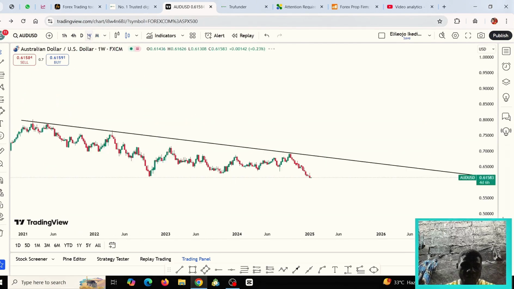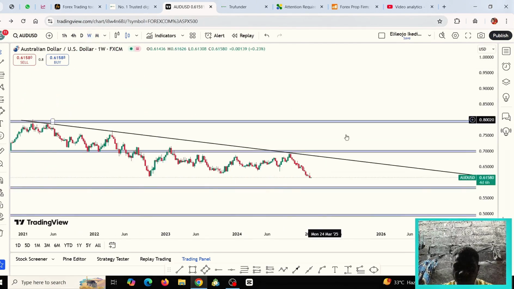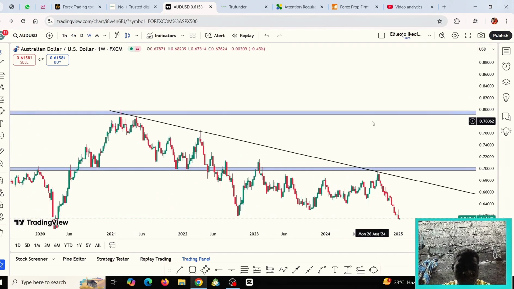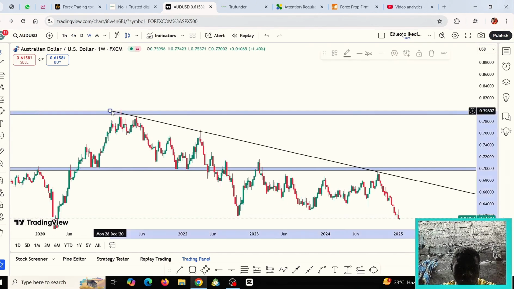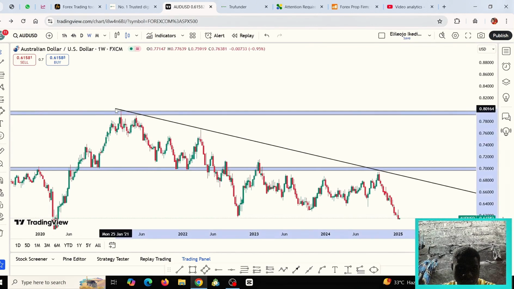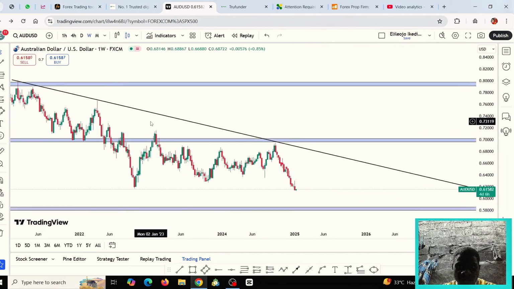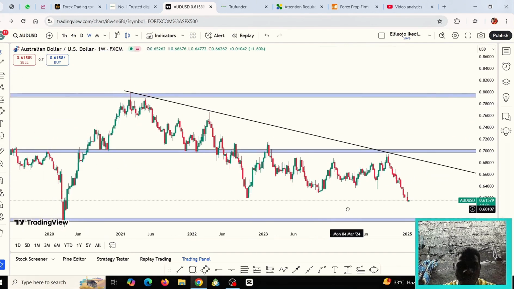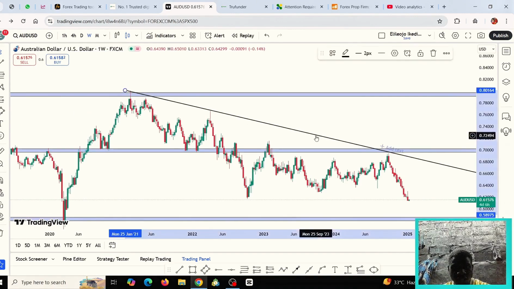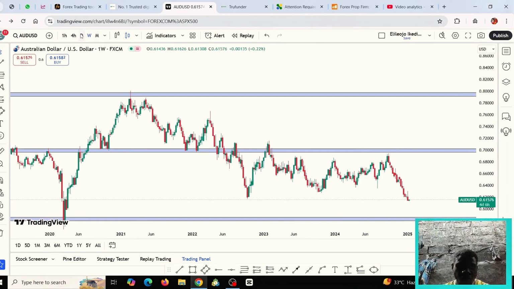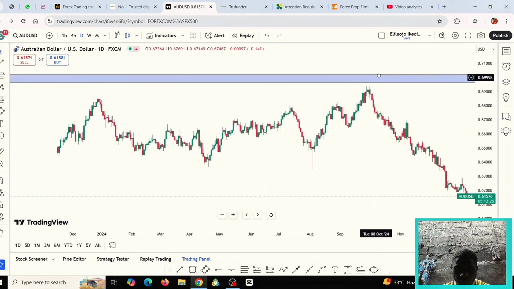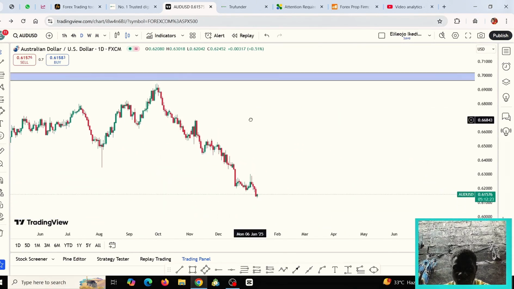Okay. Now let's scale over to the weekly time frame. Now as you can see, our trend lines are still on the wicks of the candles on the weekly time frame. Now let's go back to the daily.